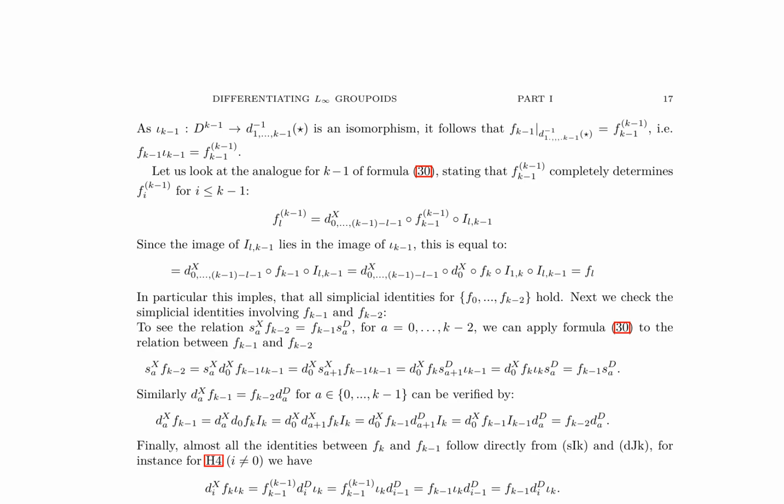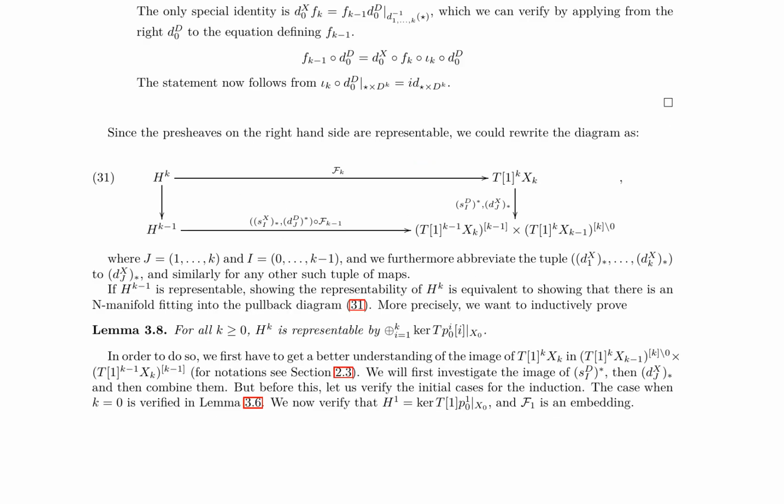It begins by showing that the map Fk1, an isomorphism, can be expressed in terms of F, K1, and Fk1. This relationship is then used to verify that all simplicial identities involving F0, Fk2 hold. The paper explores the relationship between Fk1 and Fk2, demonstrating how these maps interact with operators such as Sxa, Dxa, and Dda. The authors also introduce a new diagram, 31, representing the relationship between Hk and Hk1, two important presheaves. This diagram highlights the connection between the representability of Hk and Hk1, a key aspect of the induction process.